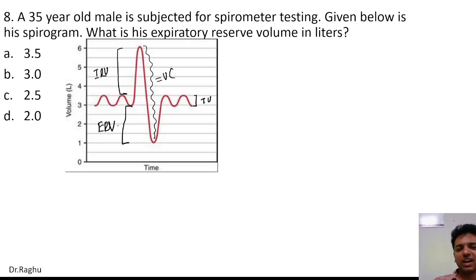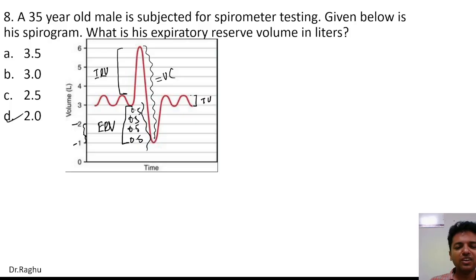See, here we cannot calculate the residual volume. I don't know how much is the amount of air left in the lung even after maximum expiration. So this is his expiratory reserve volume. So he says here 1 and 2, and between 1 and 2 there are two divisions. That means this is given in liters. Each division is 0.5 liters. So this is 0.5, 0.5, 0.5 and 0.5. So how much will this come to? This will come to 2 liters.